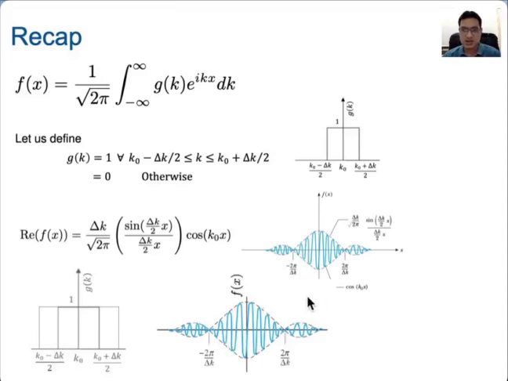As you increase delta k, the spatial extent will shrink, and along the vertical direction it will increase. So delta k and delta x, the spatial extent, are not independent of each other. They are related by some constraint, and this is what we are going to discuss in today's lecture, along with the consequence of this constraint.